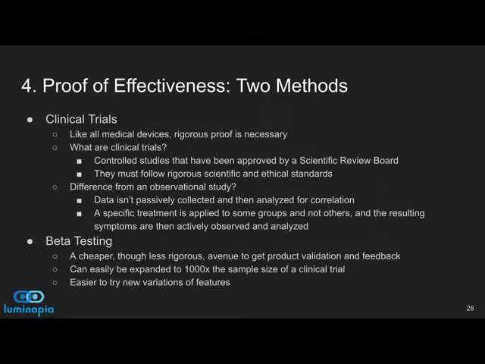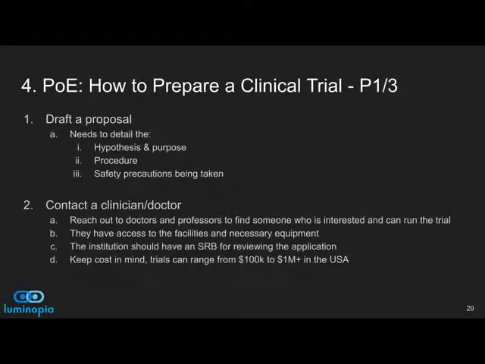Another important method for proving effectiveness and just in general for iterating on a product is beta testing. So this is much cheaper, though also much less rigorous than clinical trials, but is a great way to get product validation and feedback from users. Unlike a clinical trial, it can be massively expanded to cover tens of thousands or even hundreds of thousands of users. While with clinical trials, it's even hard to get hundreds. And with beta testing, it's much easier to try new variations of features, because in clinical trials, you're usually stuck to the features you specify when the scientific review board approves your treatment methods.